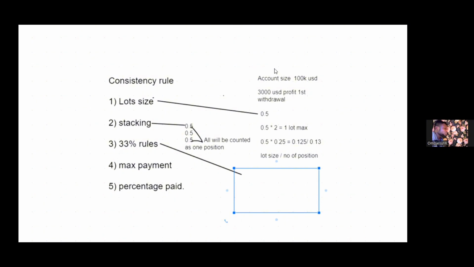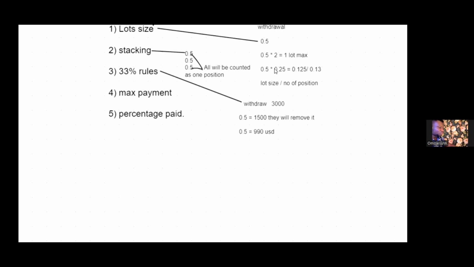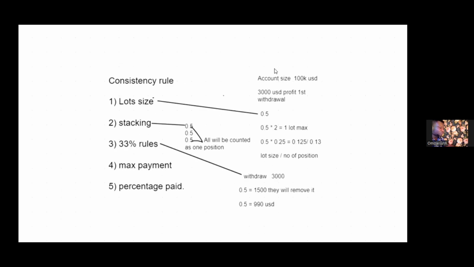Do you understand? So it is advisable to make on 0.5, like 500 to something, 600, in case your overall profit is not up to 3,000, in order to avoid that rule, in order to get your payout. I hope you understand this 33% rule now. That is that about that.